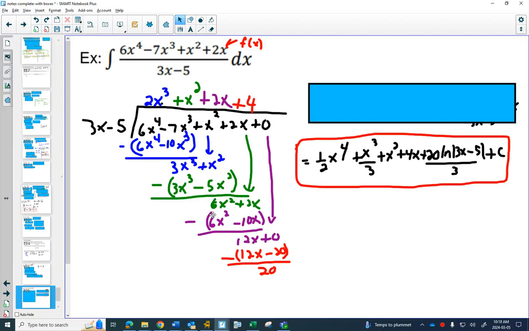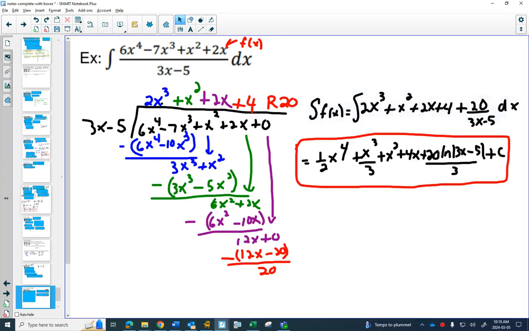Multiply that x squared by 3x and by minus 5, put it in brackets, and subtract. And we repeat this process until we get to the very end, where we have a remainder of 20. Which allows us to rewrite our integral as the quotient plus the remainder divided by 3x minus 5.